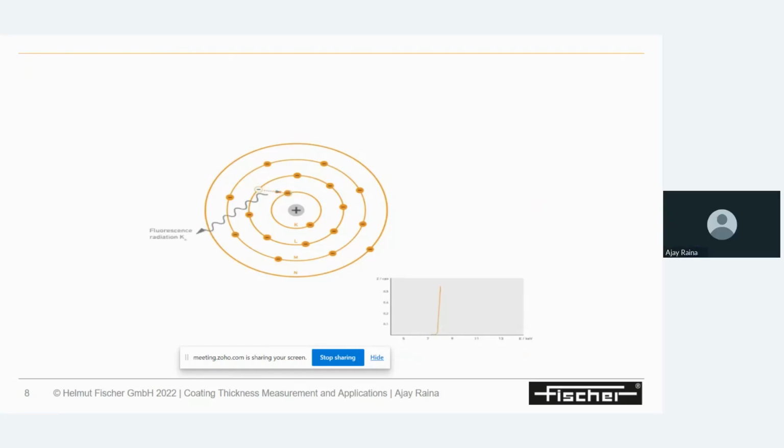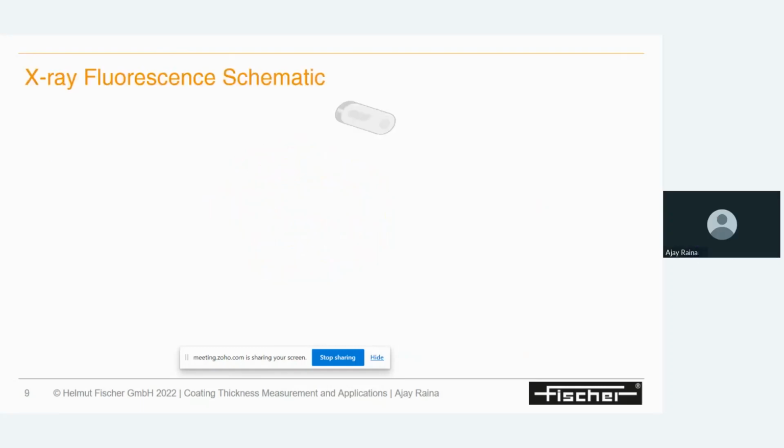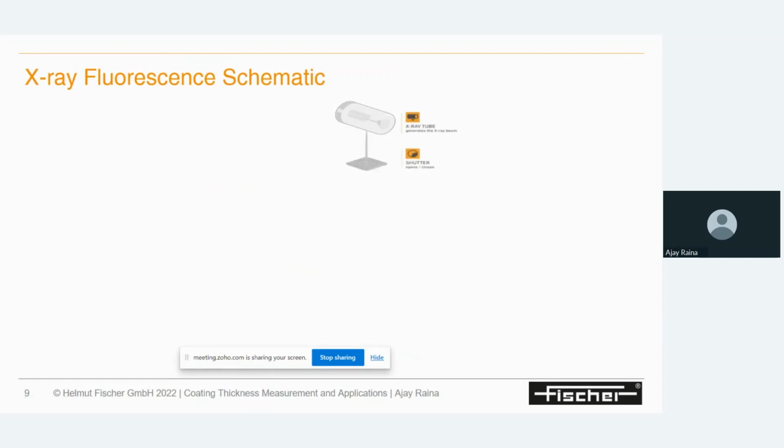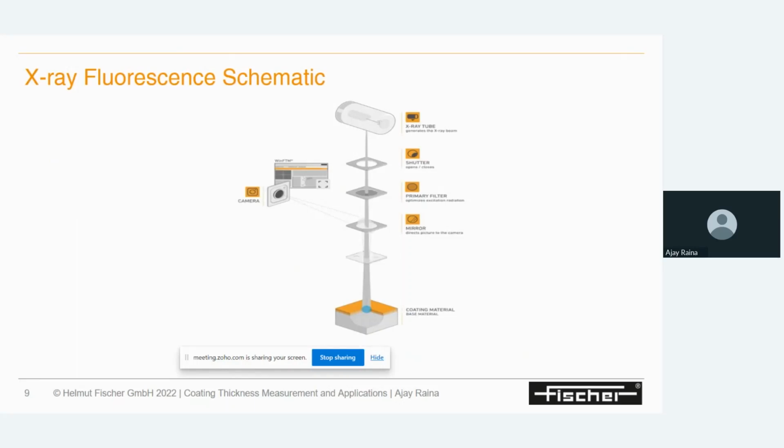Coming to the next slide, this is our basic diagram, showing the main principle and the main components in X-ray instruments. The first one is the X-ray tube, which is the prime source where X-ray radiations are generated. Then comes the shutter. The shutter is like a door, and it prevents the radiations from entering the measuring chamber.